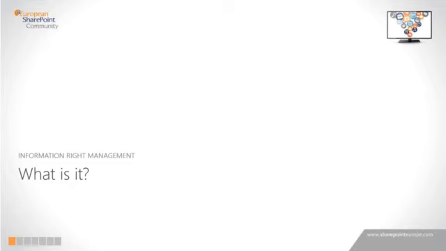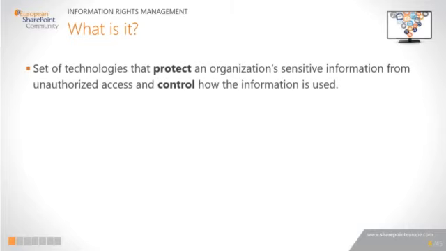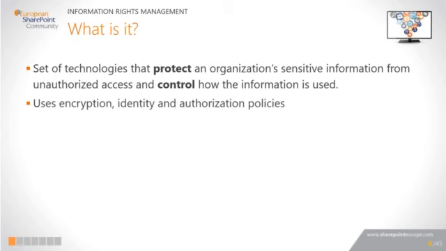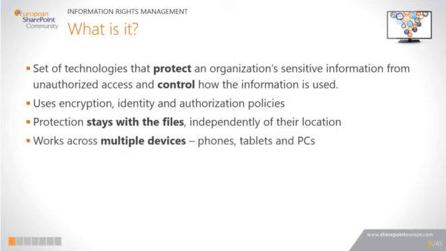Okay, so let's start by defining what information rights management is. It's not a single product or technology, but rather a set of technologies used to protect and control the usage of sensitive information in an organization. It uses encryption, identity, and authorization policies. The protection is embedded in the protected files, which means it works independently of the file location, and it works across multiple devices. These last two are actually its main selling points.